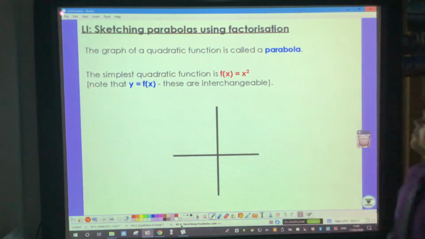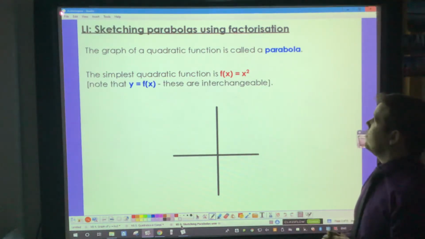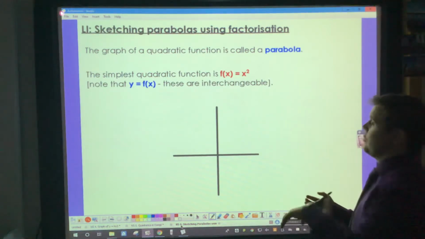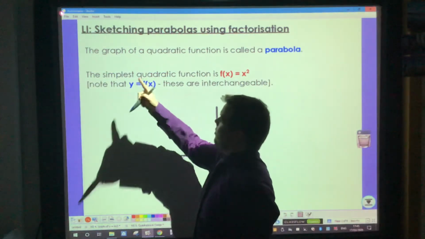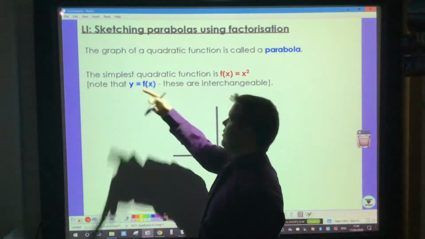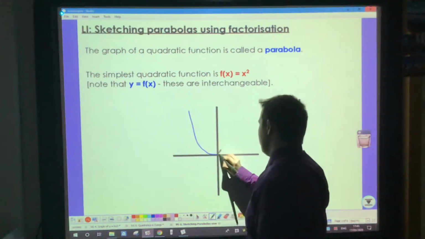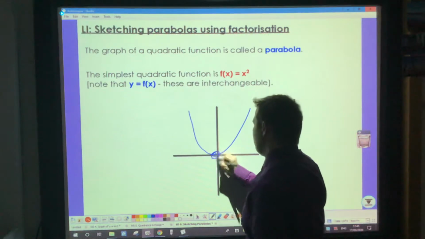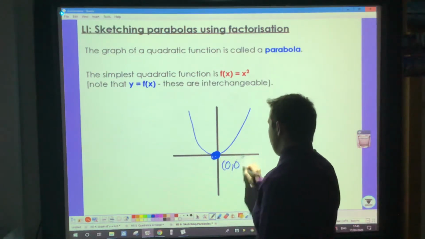Sketch parabolas using factorisation. As we've mentioned already, the graph of a quadratic function is called the parabola. The simplest quadratic is f of x equals x squared, or y equals x squared. These are interchangeable. You'll see some questions say y equals x squared, some questions say f of x. So again, we've seen this before. There you go. The turning point there is at 0, 0, and it's a minimum.